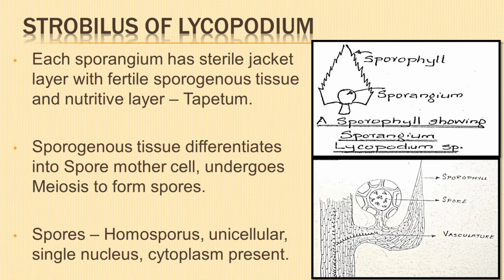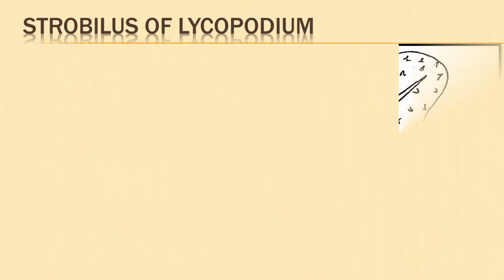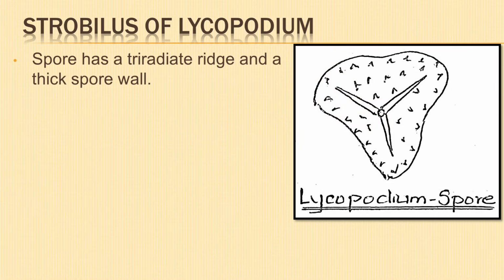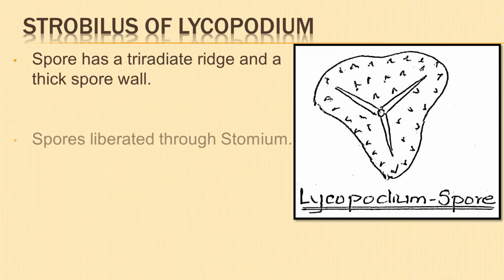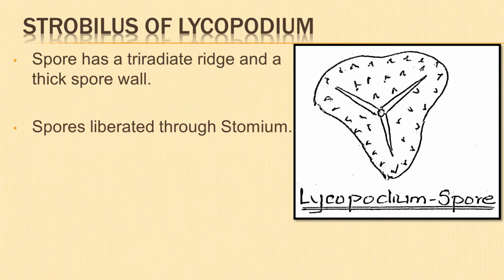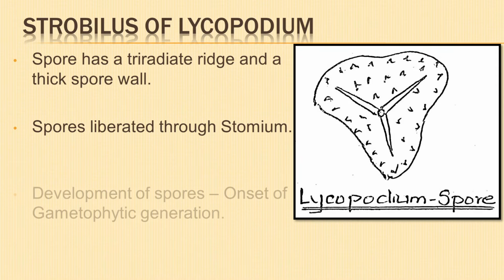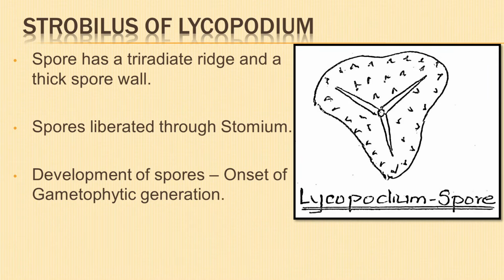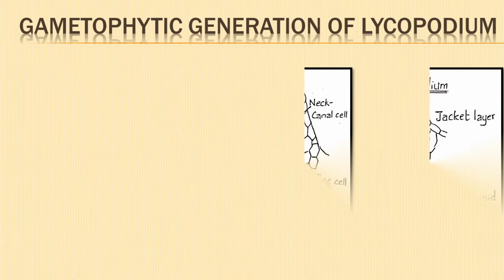The spores are unicellular with a single nucleus and cytoplasm. Each spore has a triradiate ridge and a thick spore wall. The wall of the sporangium has a specialized structure, the stomium, from which the spores are liberated. Development of spores marks the onset of gametophytic generation. Next is the gametophytic generation.